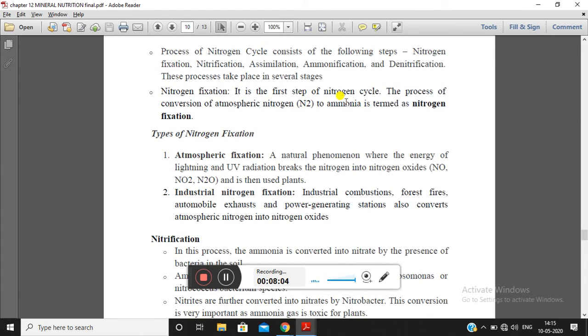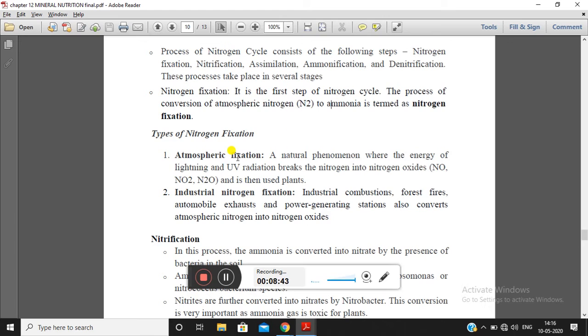Now how does this nitrogen fixation take place? Means how are we going to convert this atmospheric nitrogen into ammonia? Basically nitrogen fixation is of two types: atmospheric fixation and industrial nitrogen fixation. Apart from these two, there is one more type, known as biological nitrogen fixation. We will discuss biological nitrogen fixation in more detail as an individual topic. Right now we will focus on atmospheric fixation and industrial nitrogen fixation.